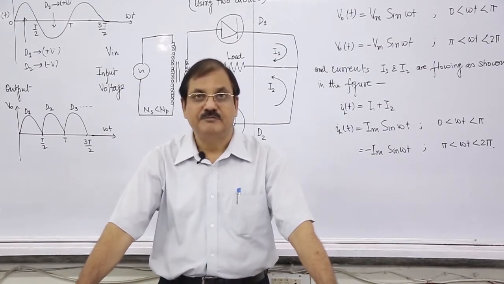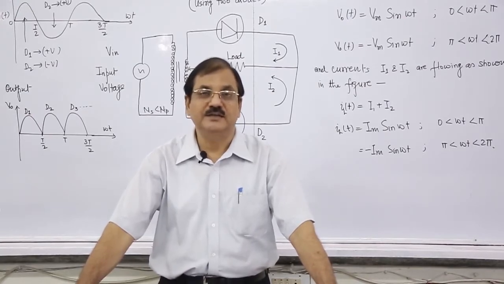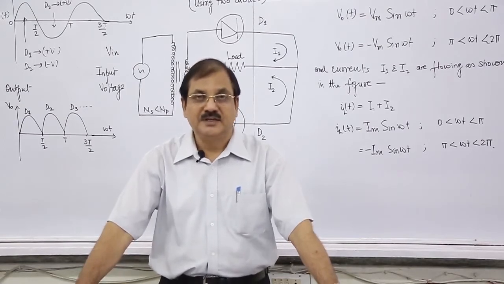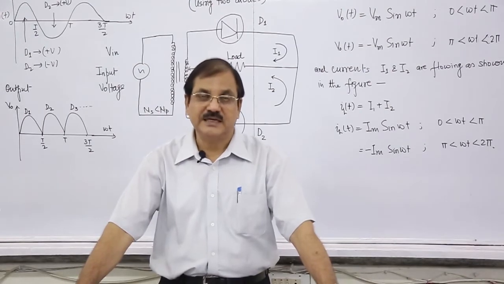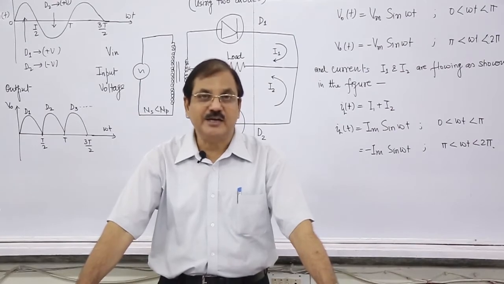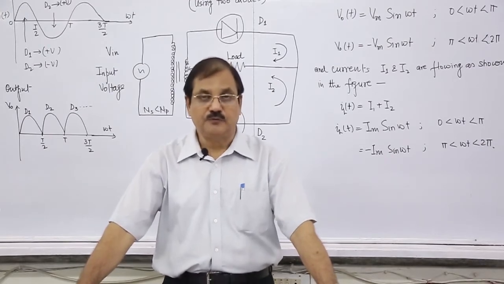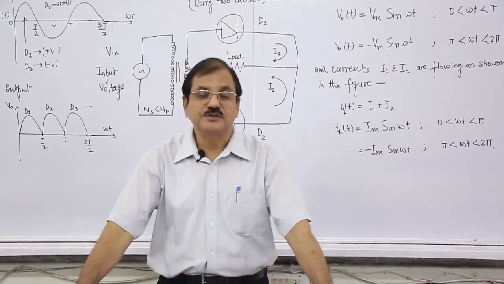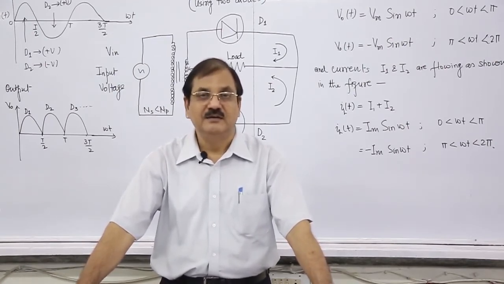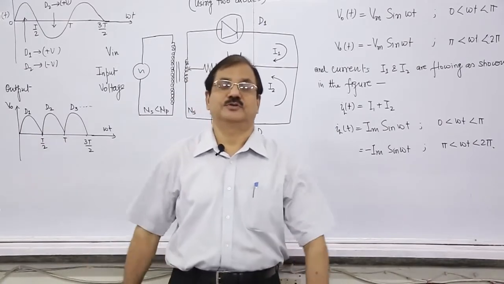other types of rectifiers. Today, I would like to discuss the full wave rectifier, in which the ripple factor will decrease and the efficiency will increase, because the complete cycle of input is converted into the output. For this, we use two diodes. As in the half wave rectifier there was one diode, here there are two diodes.